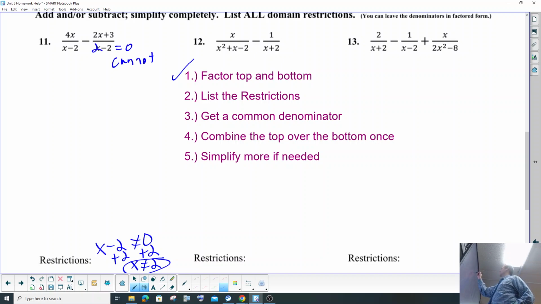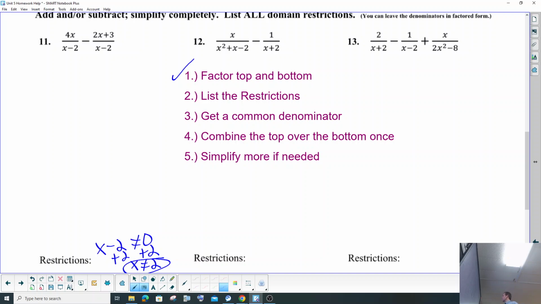You cannot divide by 0, right? Whatever the numerator is, cannot divide by 0. So our restriction is 2. Beautiful.